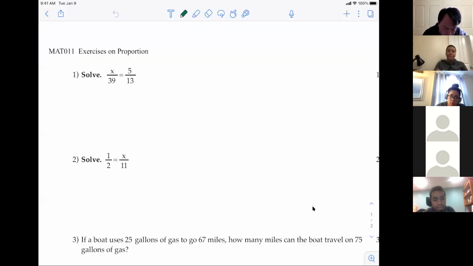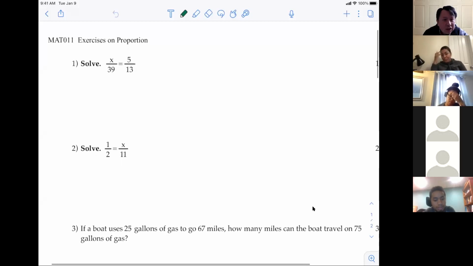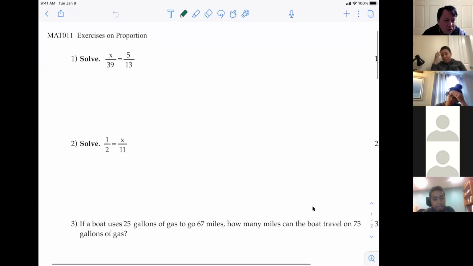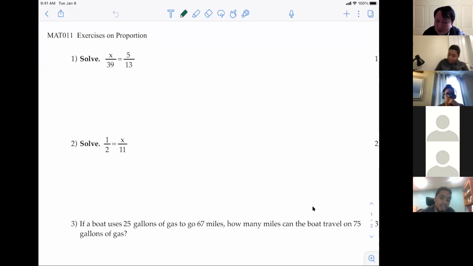Okay, so you will find a few more exercises on proportion here. So far, I displayed number 1, 2, and 3. Would you like to give it a shot? If I ask you to solve the proportion in 1 and 2, are you able to do that? If you're able to solve 1 and 2, the more challenging one is number 3. So see if you're able to solve the proportion in 1 and 2 first.